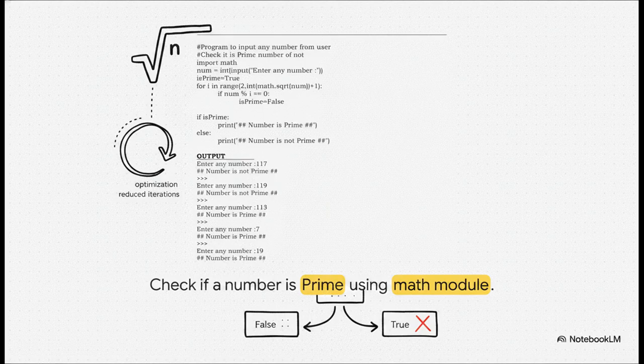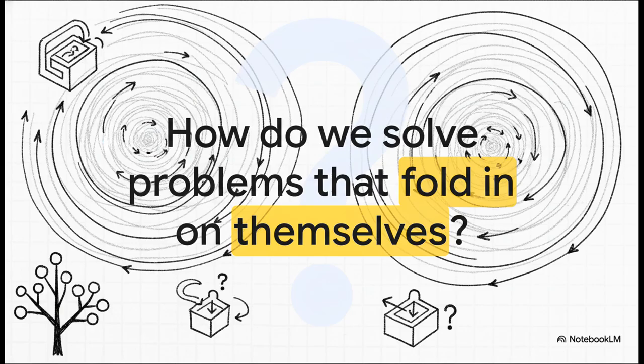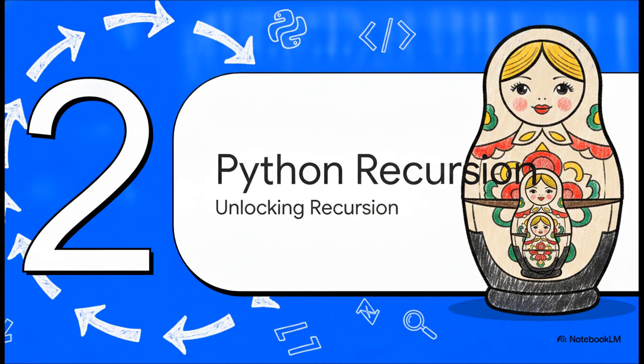So, loops are absolutely fantastic for the kind of linear math we just saw. But what happens when a problem isn't a straight line? What happens when a problem requires a function to continuously refer back to itself just to find the answer? That brings us perfectly to section 2, unlocking Python recursion.